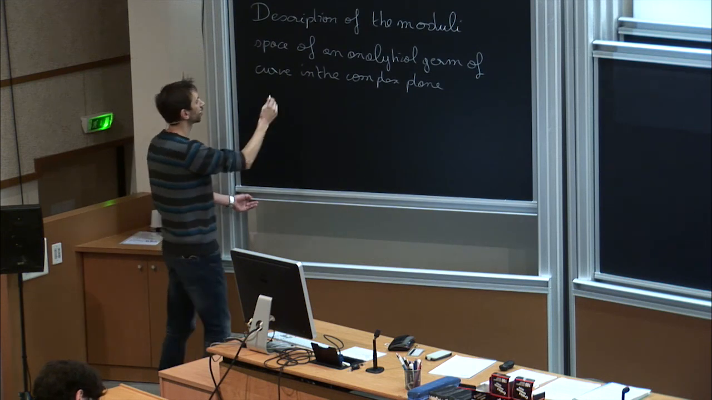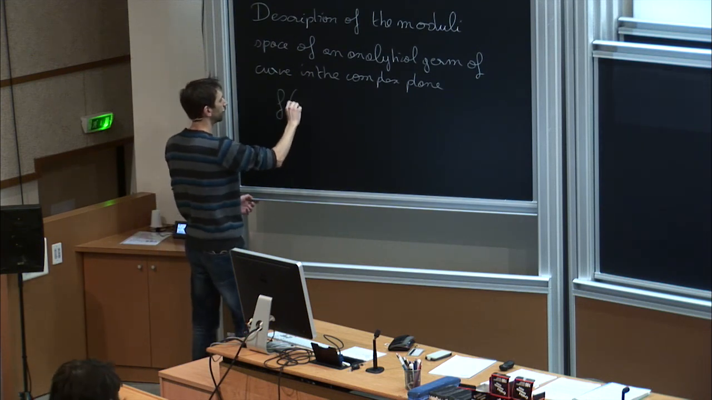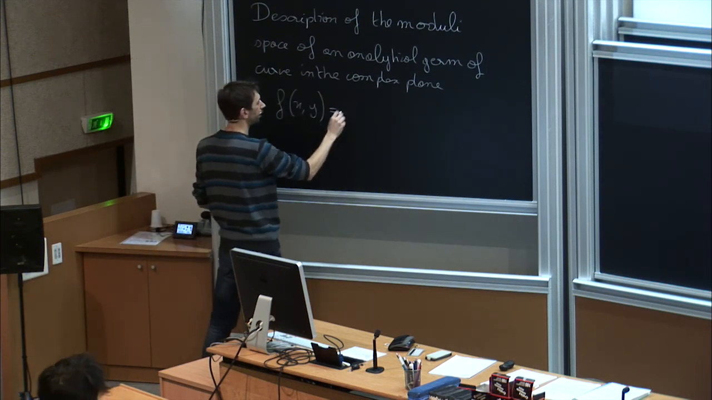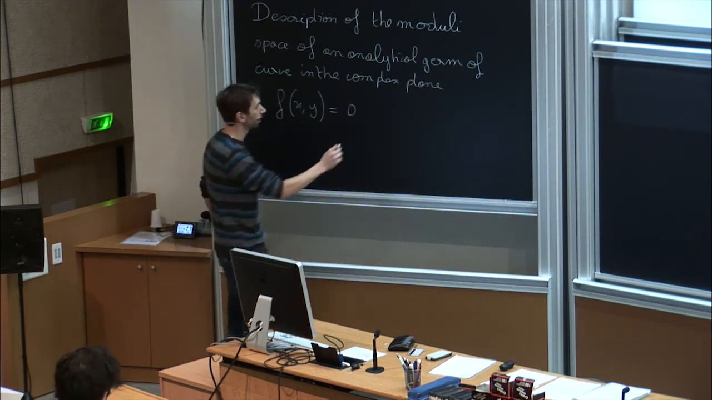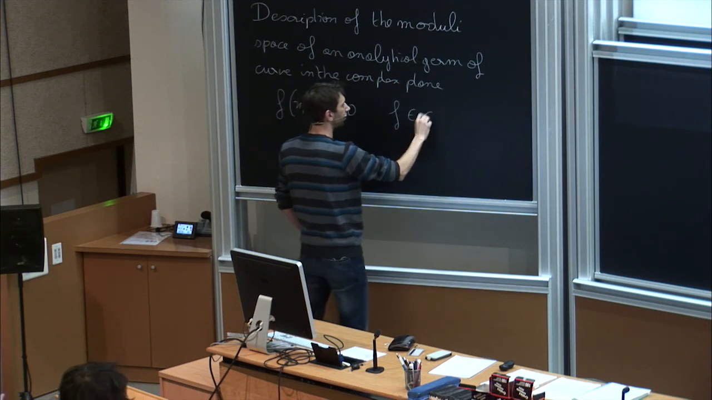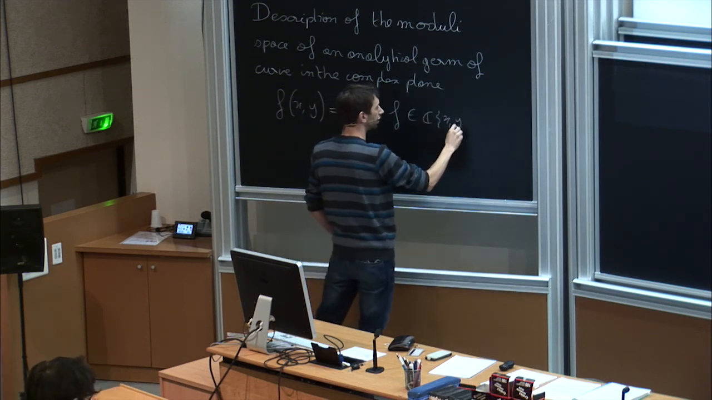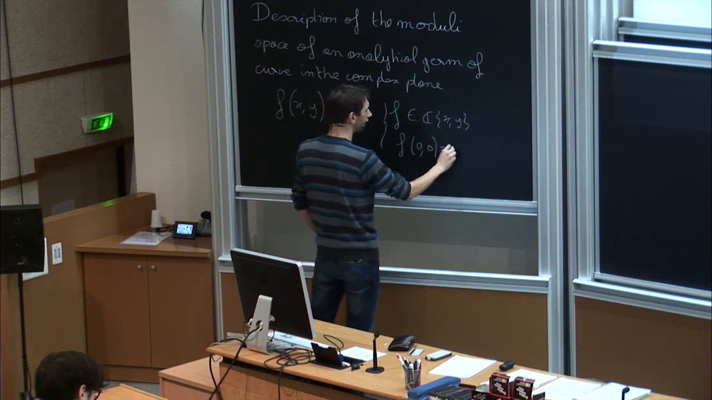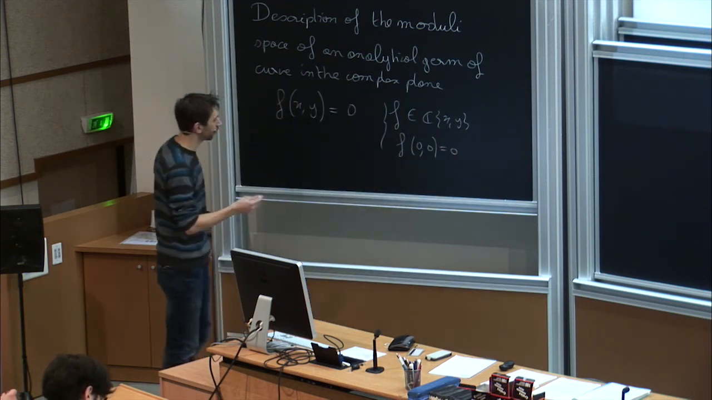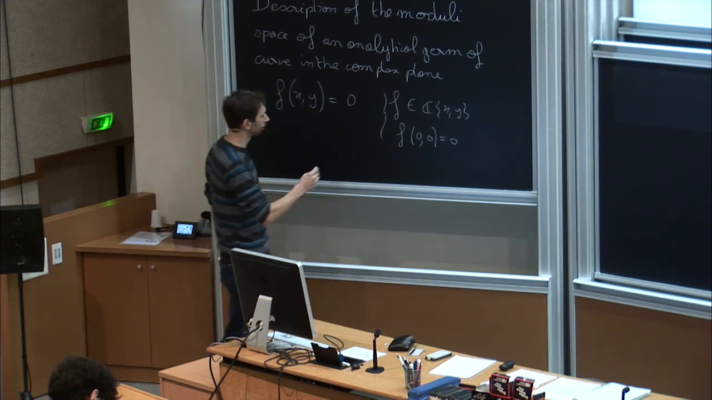Basically, such an object is given by some analytical equation, f of x and y equal to 0, where f is a convergent series in x and y that vanishes at the origin. And we suppose that here f, for simplicity, is supposed to be irreducible.